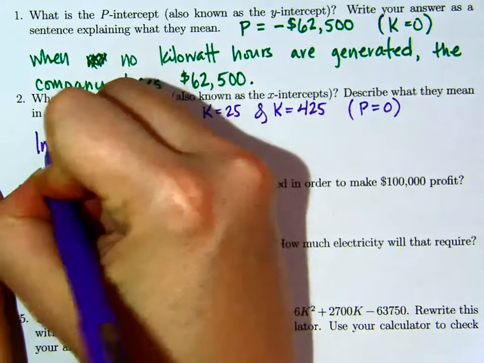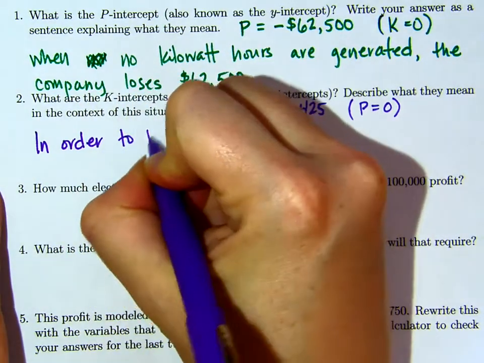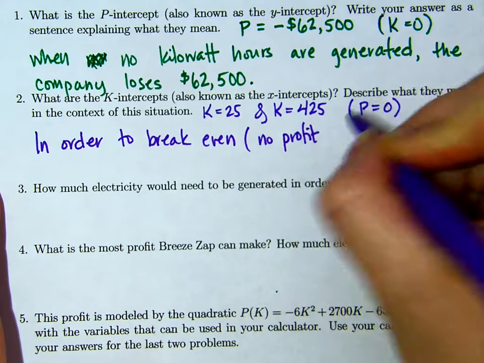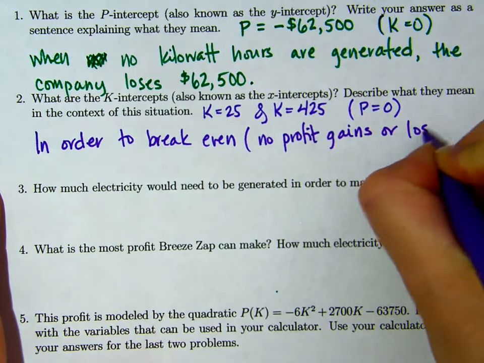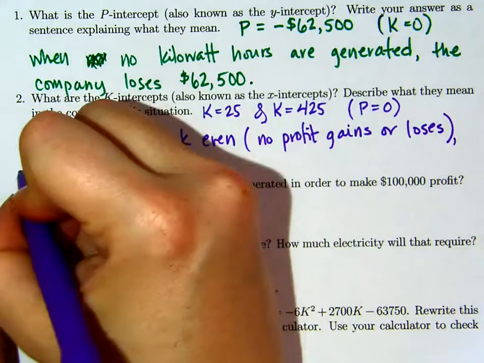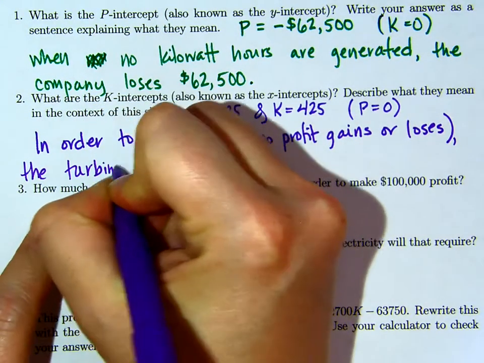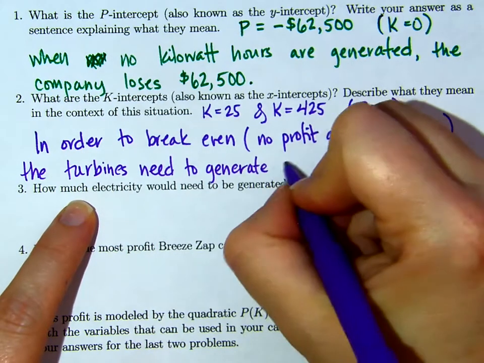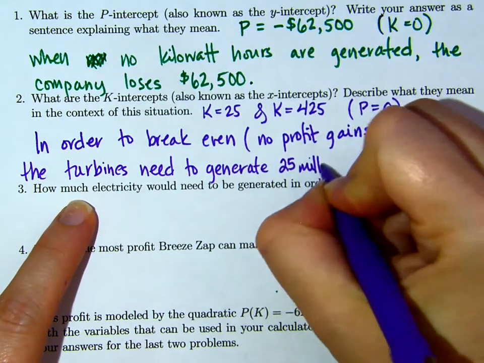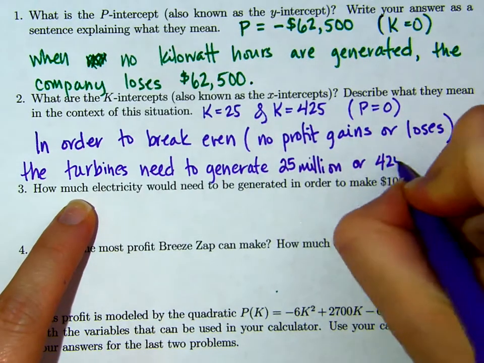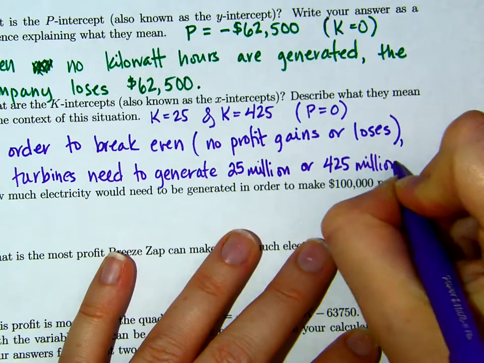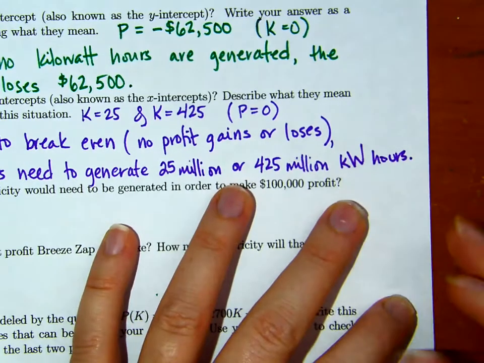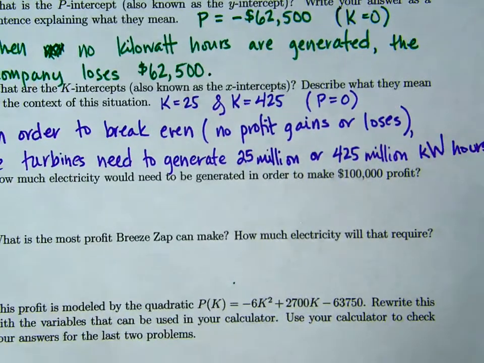So, in order to break even, no profit, gains, or losses, the turbines need to generate 25 million or 425 million kilowatt hours. Got it. Okay.